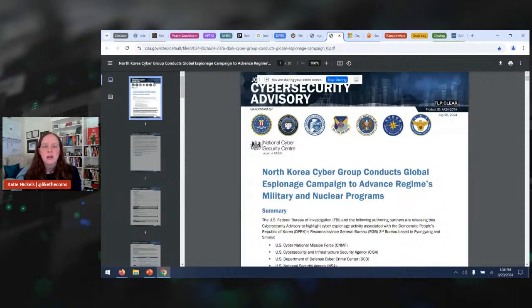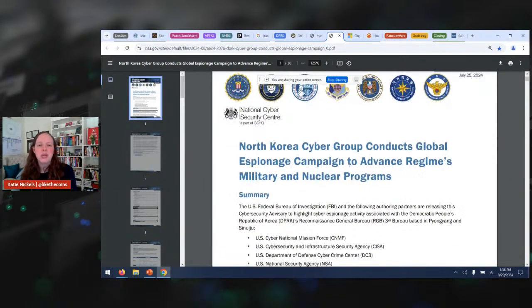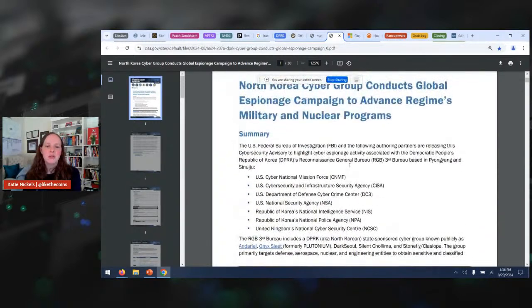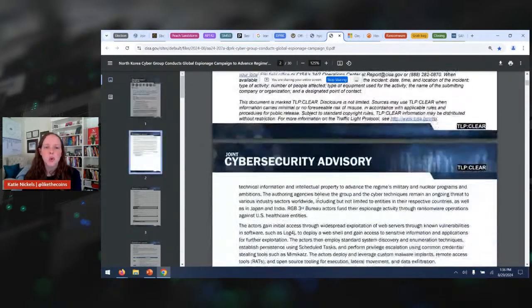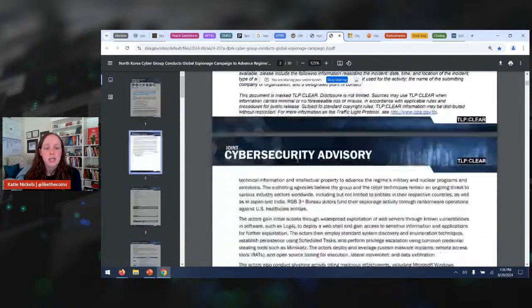All right, more North Korean reporting. And again, interesting to think about how ransomware and espionage motivations overlap, and this was an example of international cooperation: US government, UK government, South Korean government as well. You see, this is also related to Andariel, Onyx Sleet.